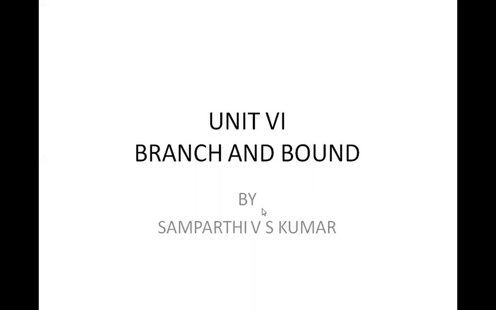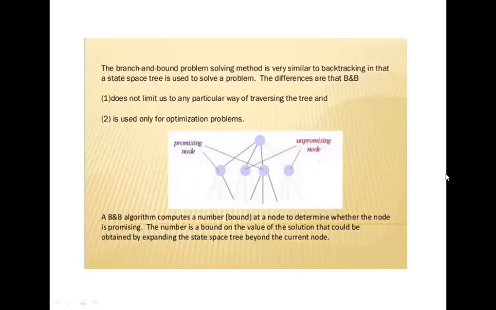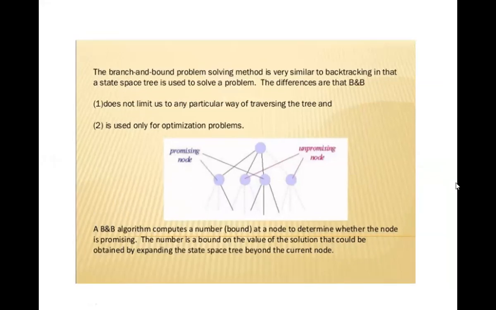So this is the new unit. What is branch and bound? The branch and bound problem solving method is very similar to backtracking. In backtracking we solve the problem by using a solution tree or state space tree. In the same way, we solve branch and bound problems in the state space tree.